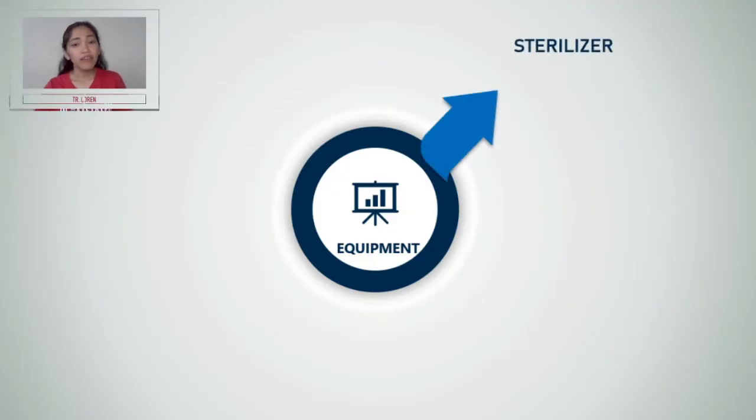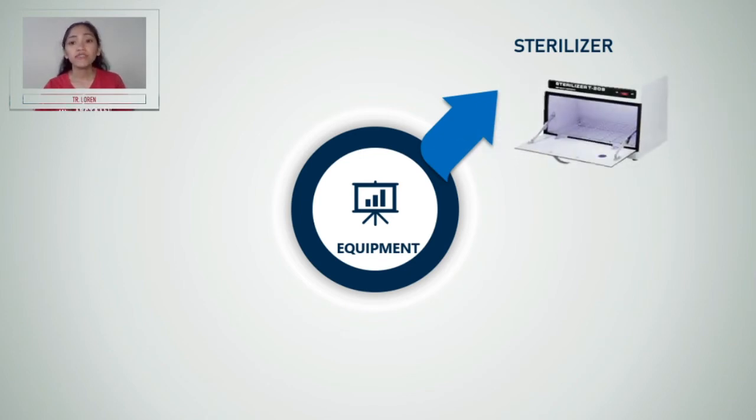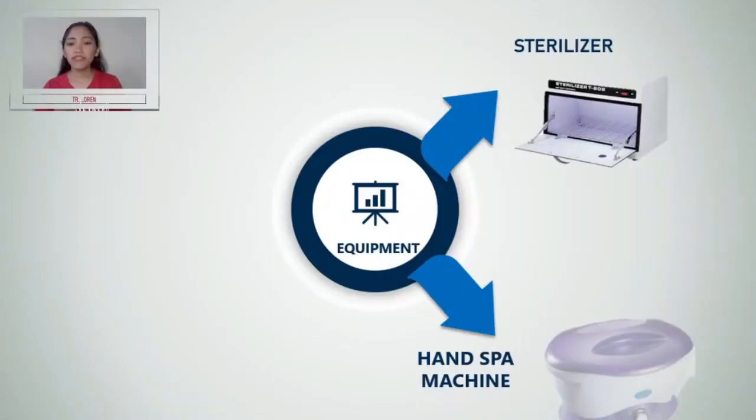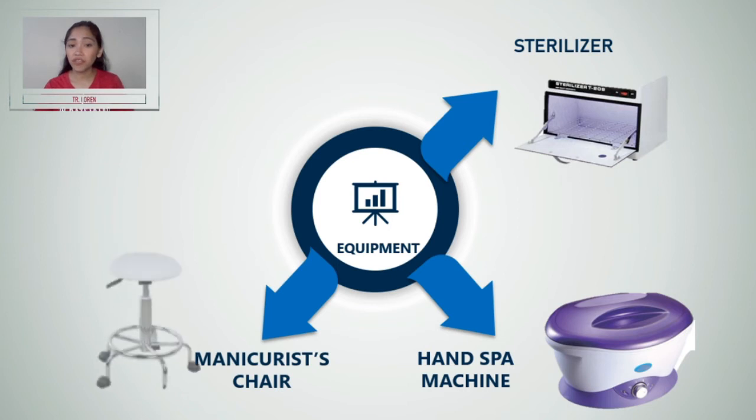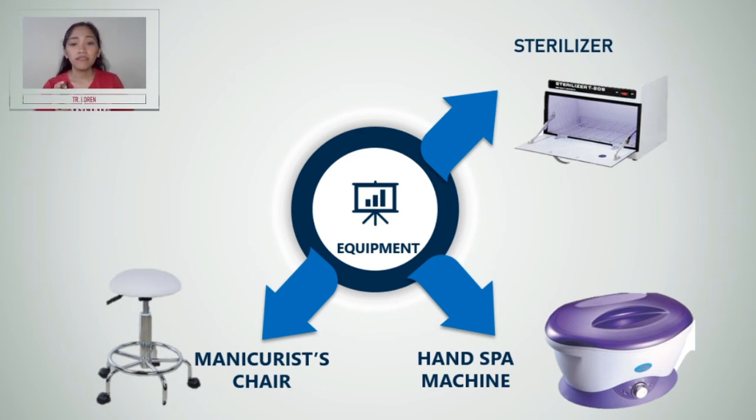Next, another example. The sterilizer is also a machine. The sterilizer is used to sterilize the metal implements. Next is the hand spa machine, which is also equipment. Next is the manicurist chair. It is also equipment. They are more or less durable and permanent. So those are the examples of equipment.